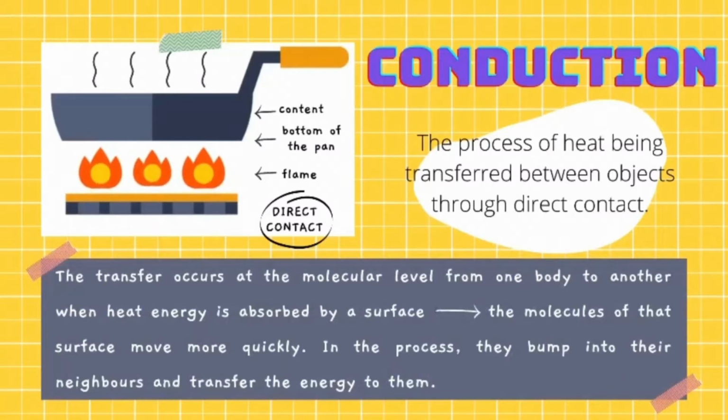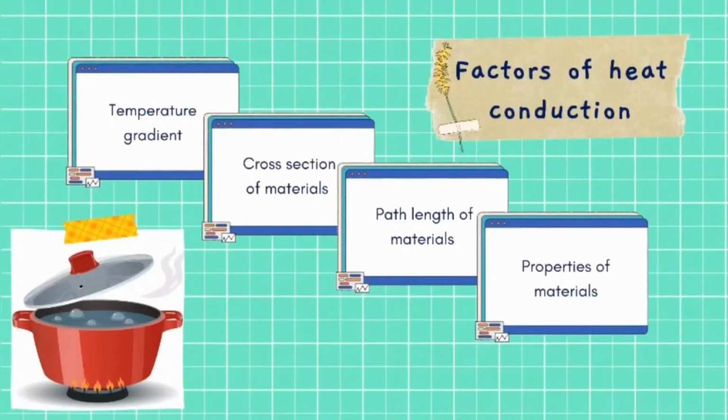This transfer occurs at the molecular level from one body to another when heat energy is absorbed by a surface and causes the molecules of that surface to move more quickly. In the process, they bump into their neighbors and transfer the energy to them and continue as long as heat is still being added. The process of heat conduction depends on four basic factors: the temperature gradient, the cross-section of the materials involved, their path length, and the properties of those materials.